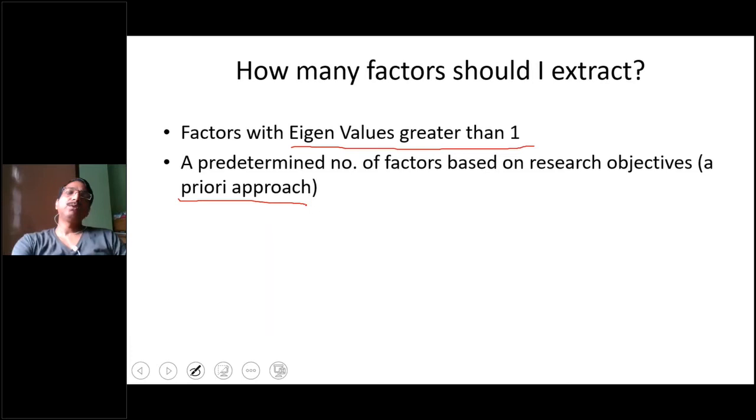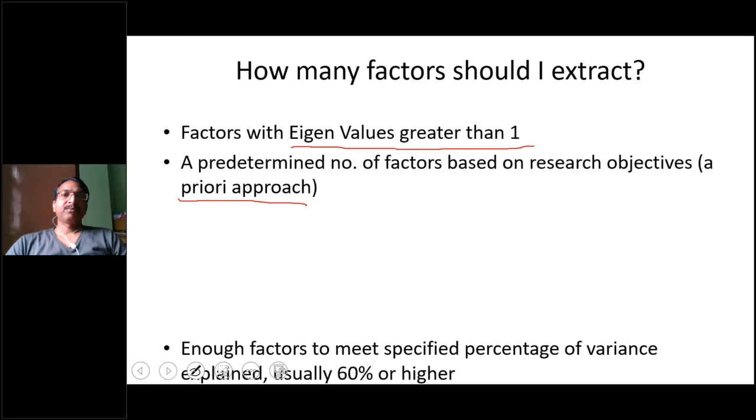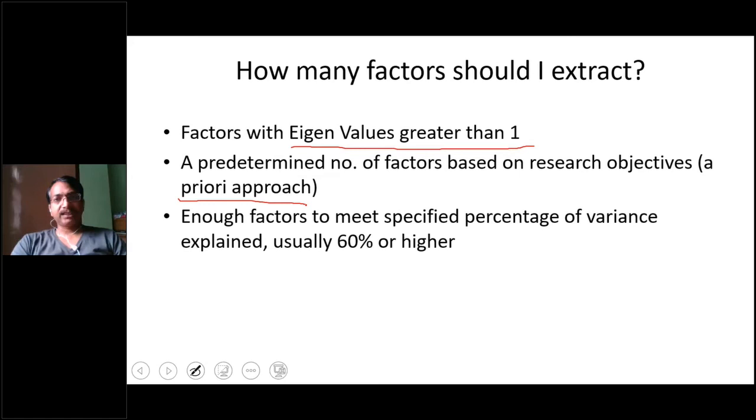You can make a priori approach and you can extract only 5 factors. Then generally we are concerned about the total variance, the percentage of total variance explained. So generally, if you want 80% of the variance to be explained by the factors, you can consider those factors which altogether are explaining 80% of the variance. Otherwise, you can also take the factors which explain more than 60% of the variance. So generally, this is important.